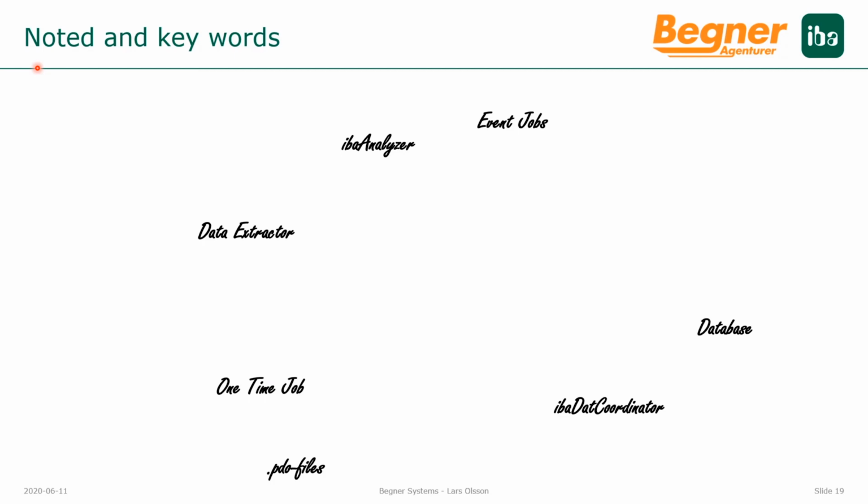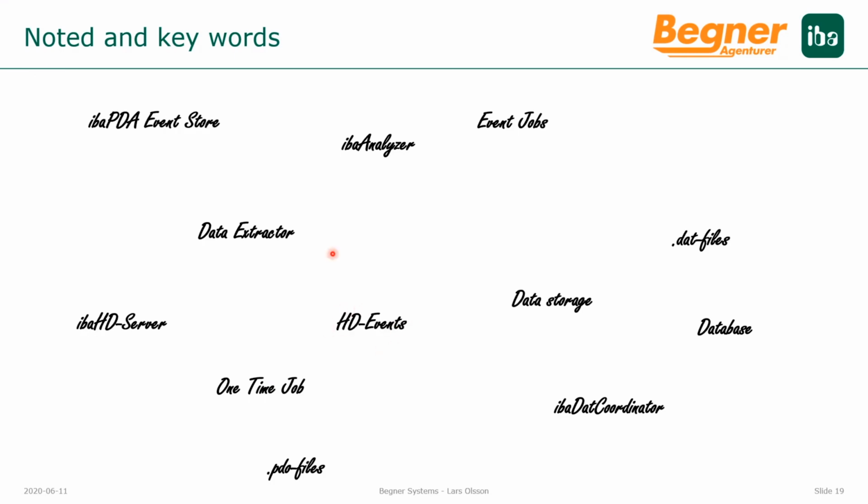Data storage we talked about, different kinds of data stores, where one of them is the ibaPDA event store, and the ibaPDA event store holds the HD events that you can define and that we defined inside the ibaPDA to have the dat-coordinator look at to automatically fire on those events. Trigger, you know what that is. We had something to trigger the start of a DAT file or trigger an extraction job.